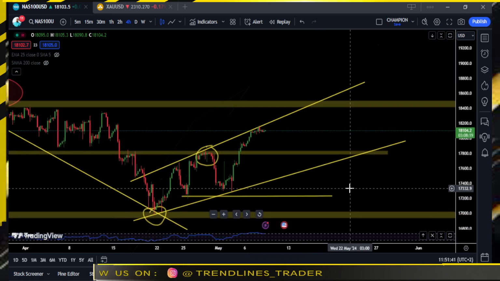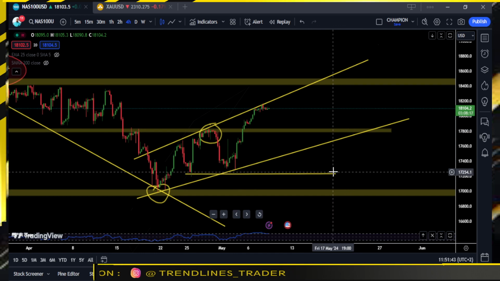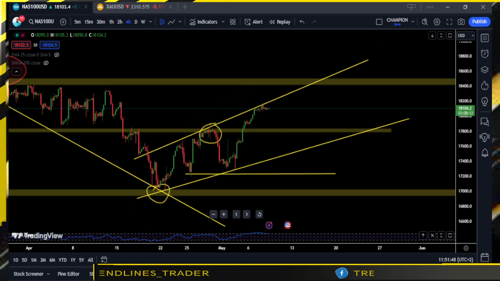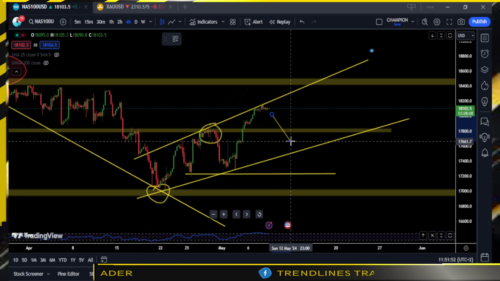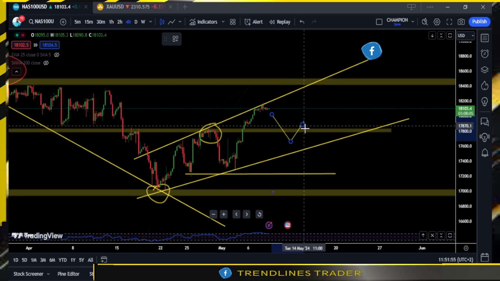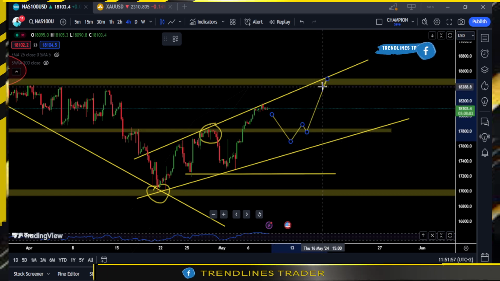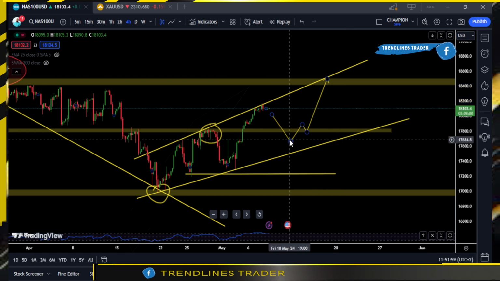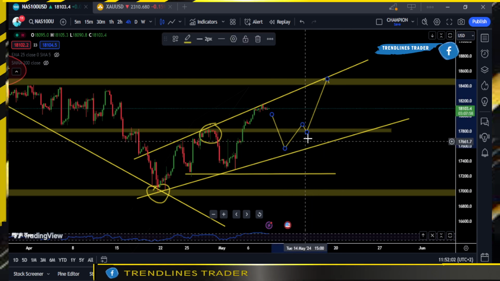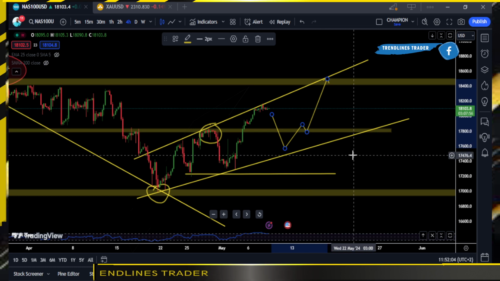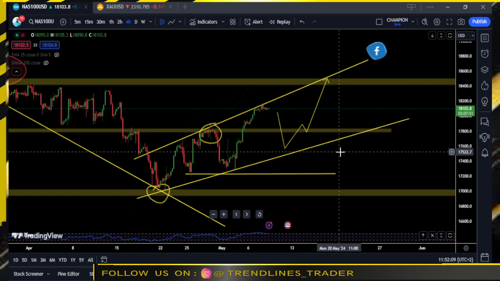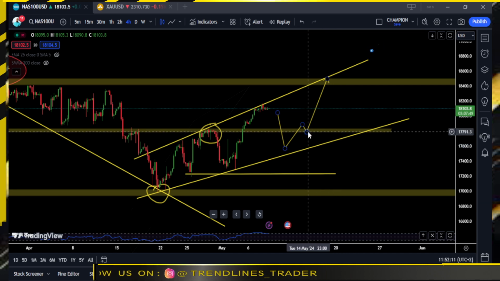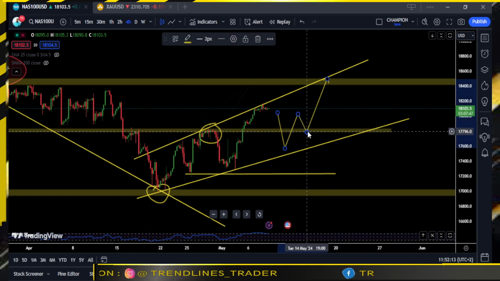Our NASDAQ 100 seems to be bullish since we have this trend channel. We can expect to have something like this. The price can move either way before we reach or we form this. This is what could happen in the chart.